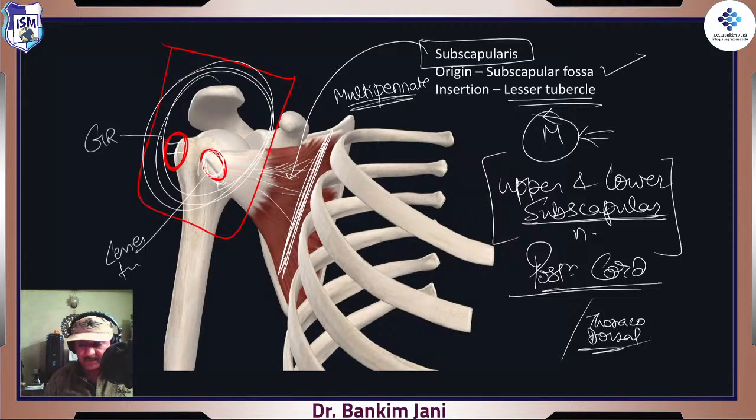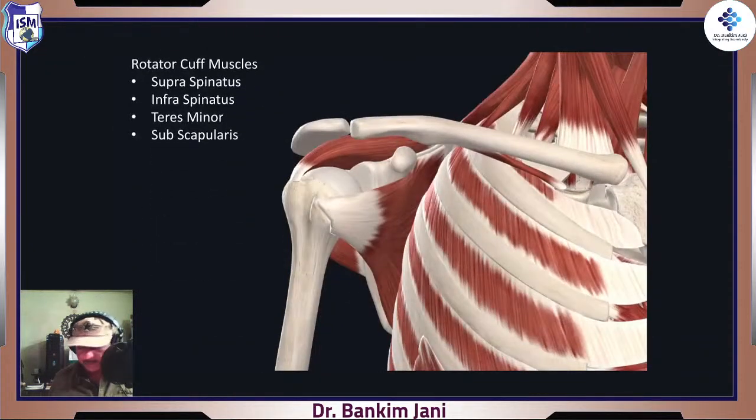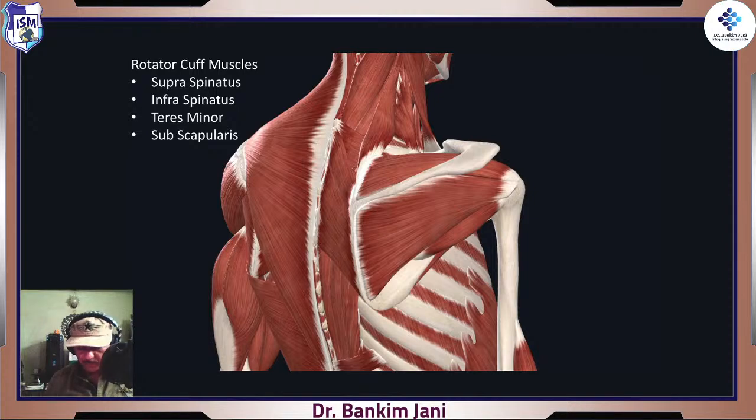1, 2, 3, 4 muscles are connected, right? So here it is, the 4 muscles collectively. Which are these 4 muscles? 1, supraspinatus. 2nd, infraspinatus. 3rd, teres minor. And subscapularis, the 4th one, would be on the opposite side. So supraspinatus, infraspinatus, teres minor, and the subscapularis on the opposite side.